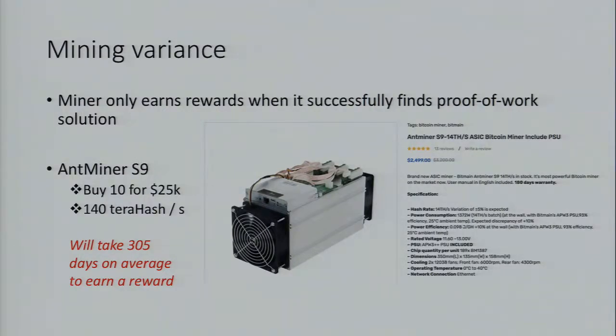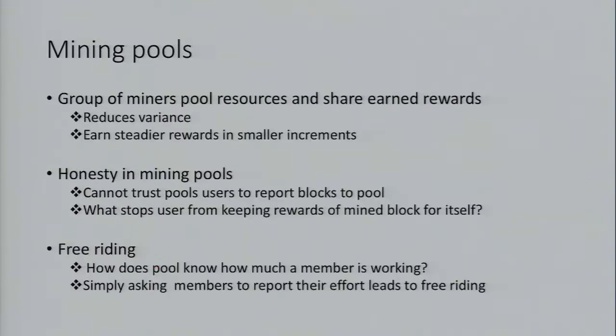any rewards. When you earn a reward, it will be a huge reward, but there's a high variance. And if you've worked for 305 days and you haven't gotten any reward, it's a Poisson process, so it's memoryless. You still have to work another 305 days on average before earning a reward, right? So this motivates miners to come together and pool their resources to reduce their variance by pooling the resources and sharing the earned rewards. Right?